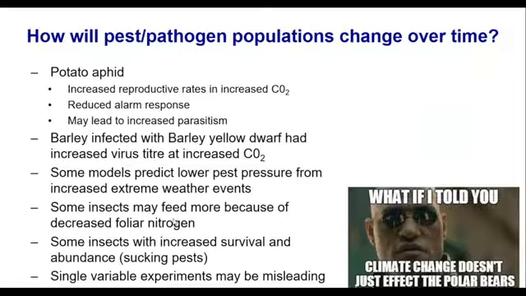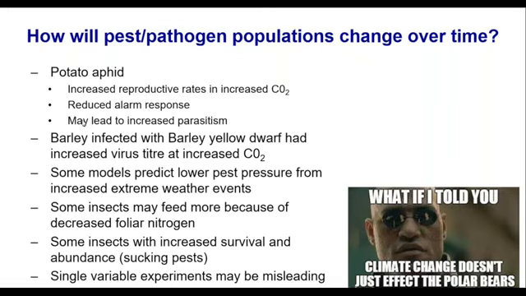There's decreased foliar nitrogen, therefore perhaps they're going to feed more. Studies with hemipteran pests have suggested that there's increased survival and abundance. So these are your aphids, whiteflies, those sorts of insects.